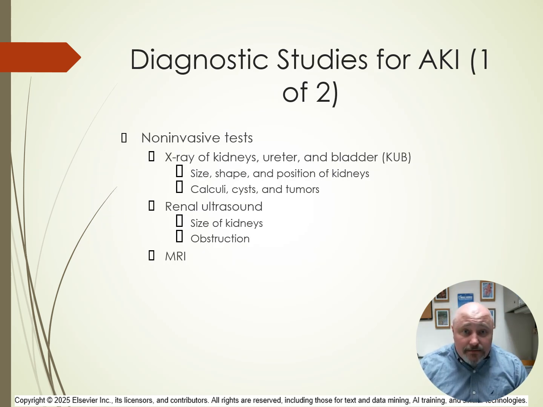Several non-invasive diagnostic procedures that assess the renal system are radiography of the kidneys, ureters, and bladder, or a KUB. A KUB X-ray delineates the size, shape, and position of the kidneys. It may also detect abnormalities such as renal calculi, hydronephrosis, cysts, or tumors. A renal ultrasound may also be helpful in evaluating for an obstruction, which is manifested by hydronephrosis or hydroureter.